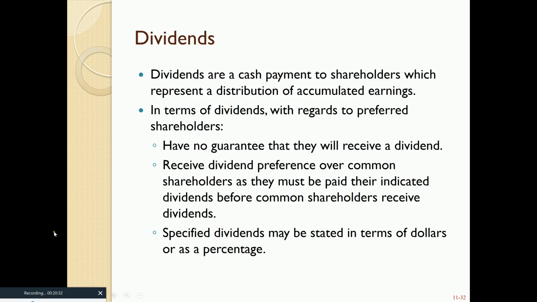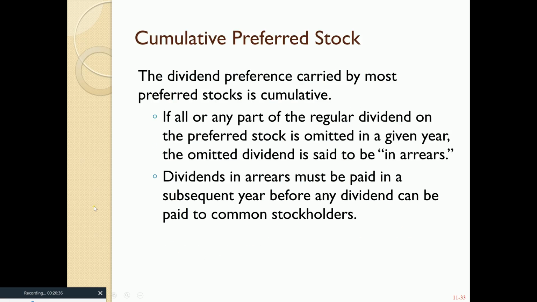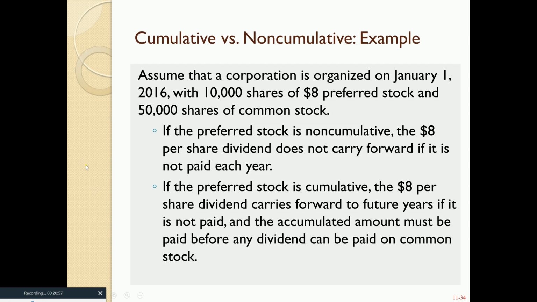All right, dividends could be in percentage terms. Like I showed you earlier, it was a 9% cumulative preferred stock. That means 9% of par value. Cumulative preferred stock means it accumulates from year 1 to year 3. If a year comes and goes and the full dividend was not paid, it accumulates over into the next year.